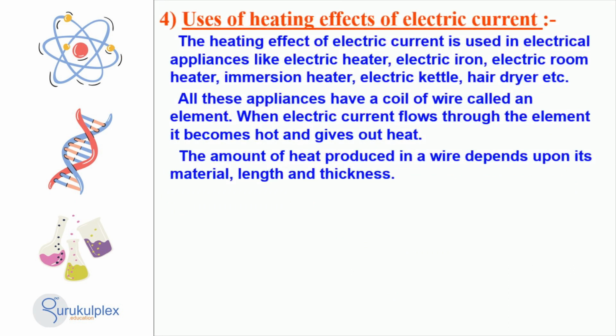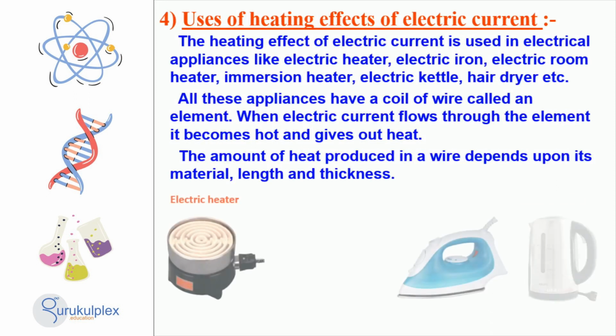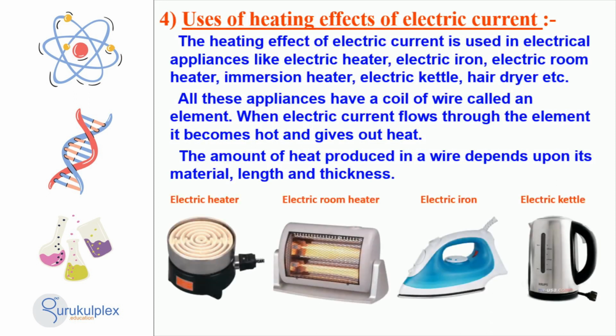Electric current is an essential part of life. Numerous devices within our homes use electricity for their power source, such as electric heaters, electric room heaters, electric kettles, electric irons and hair dryers. These appliances have an element within them which is a coil of wire. When an electric current passes through the element, it gets hot and produces heat. The heat output of the element depends on its material, length and thickness. It is therefore important to use electricity responsibly in order to make the most of it.